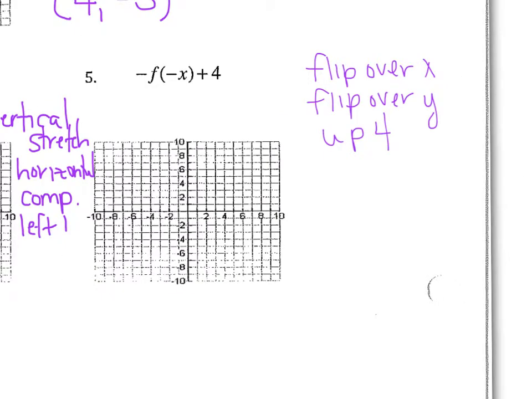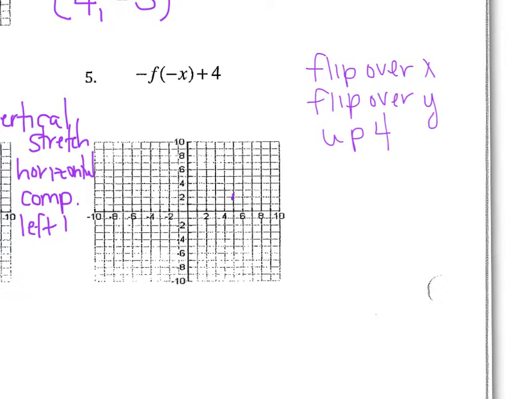We need to flip over the x and the y and then move it up 4 for number 5. My first point, (-5, 2), flip it over the x, so it becomes (-5, -2), flip it over the y, so it becomes (5, -2), then move it up 4, (5, 2).